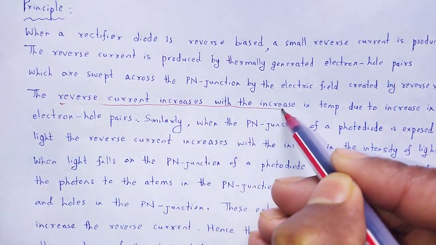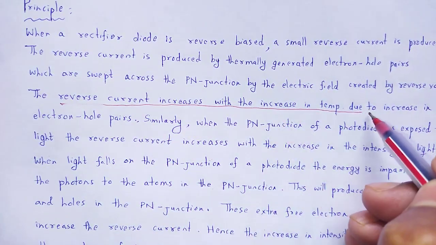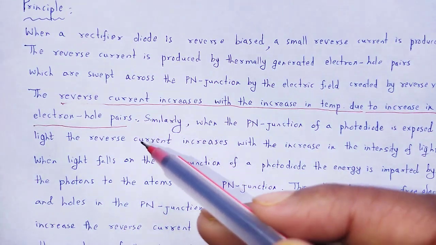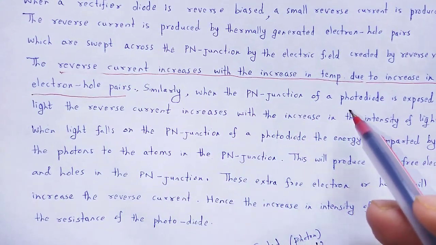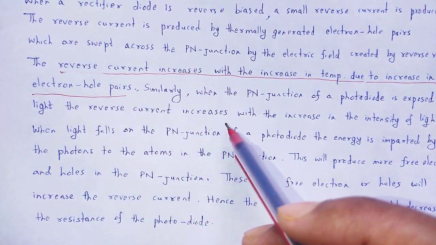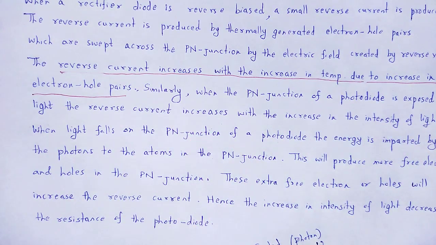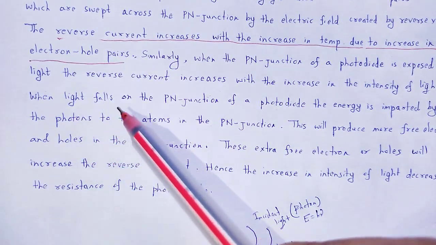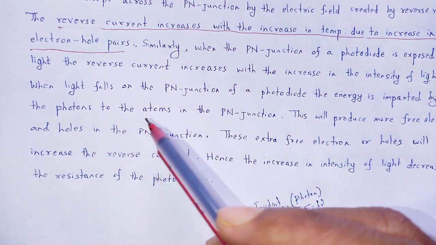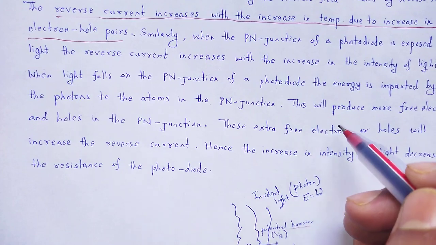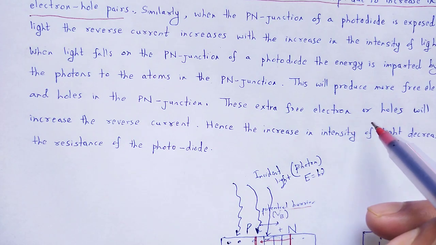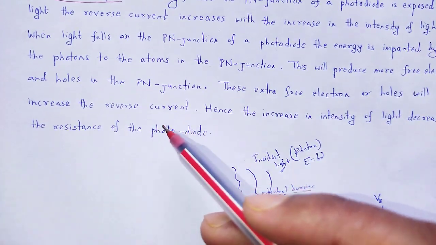Reverse current increases with the increase in temperature, and that increase is due to electron hole pairs, as we discussed here. In a similar way, when the p-n junction of a photodiode is exposed to light, the reverse current also increases as the intensity of light increases. When light falls on the p-n junction of a photodiode, energy is imparted by the photons to the atoms in the p-n junction, and this will produce more free electrons and holes. These extra free electrons and holes will increase the reverse current.